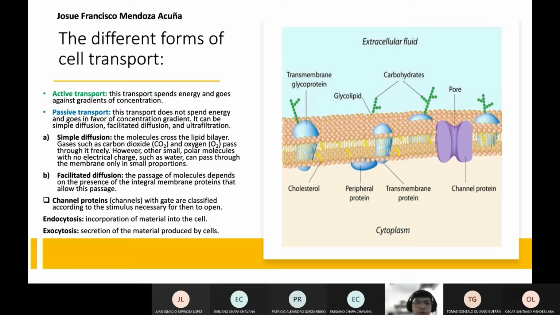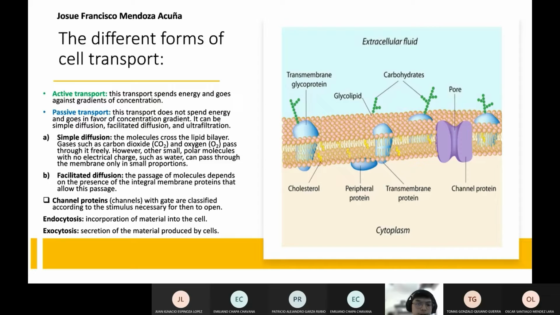The different forms of cell transport. Active transport. This transport expends energy and goes against gradients of concentration. Passive transport. This transport does not expend energy and goes in favor of the concentration gradient. It can be simple diffusion, facilitated diffusion, and ultrafiltration.